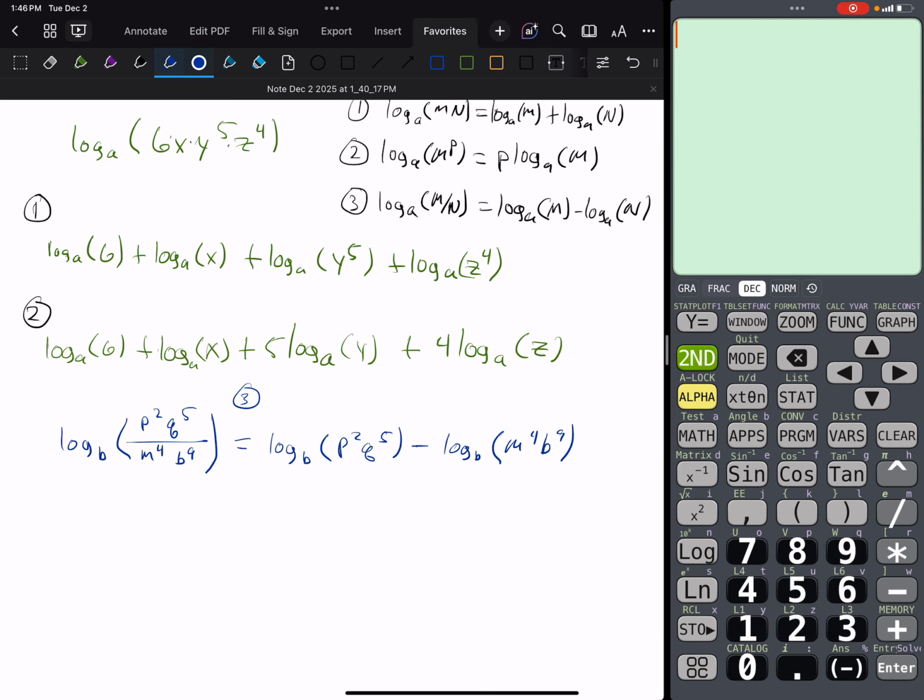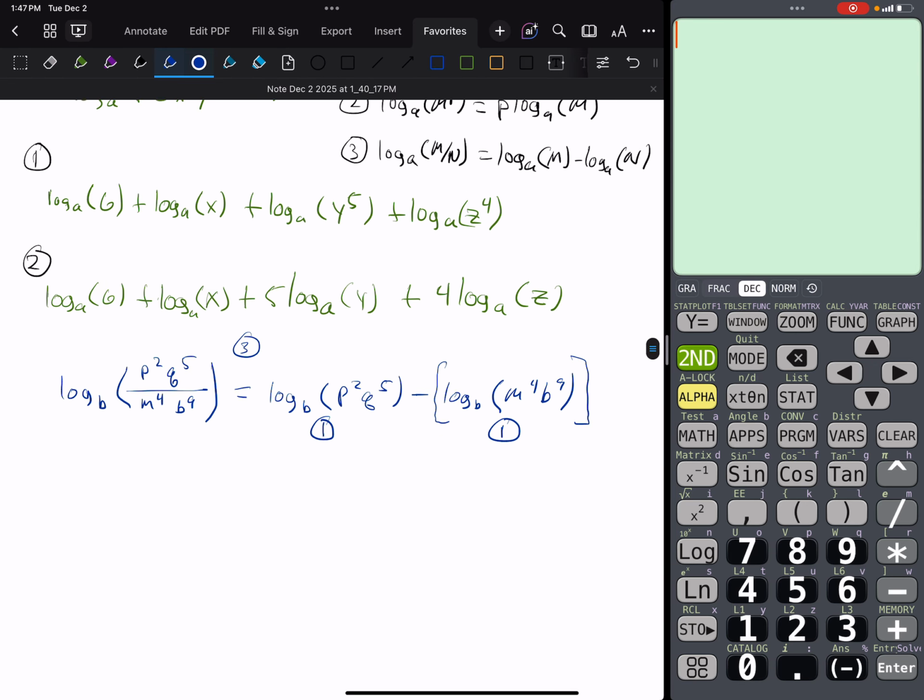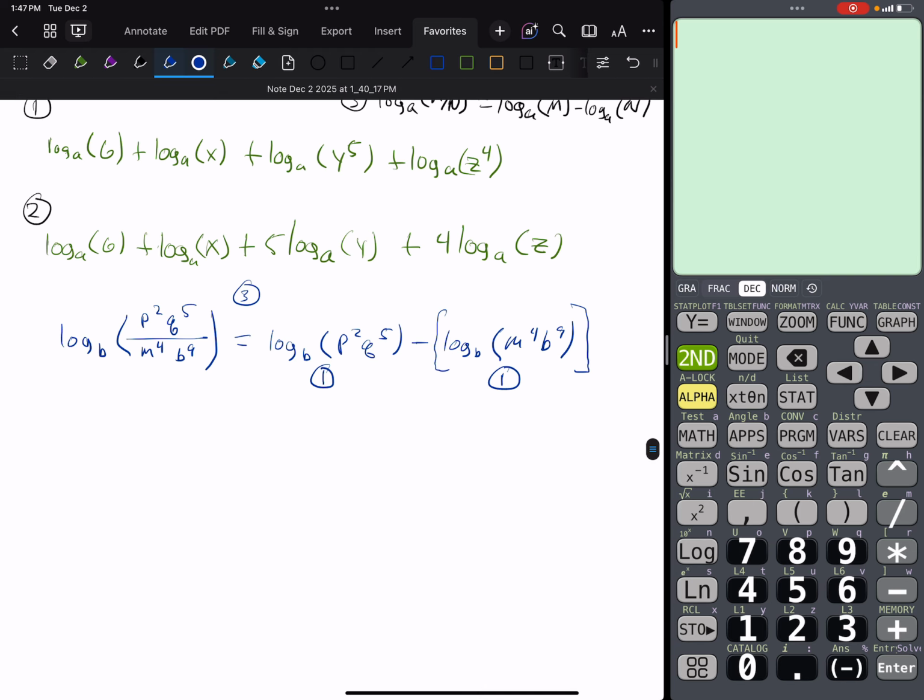Okay, now I'm going to want to use one on that one, and one on that one to break those two apart. Not forgetting that that negative applies to this entire logarithm. And so as I break that apart, that negative needs to apply to all the sub-pieces that come from that log b of m to the 4th b to the 9th.